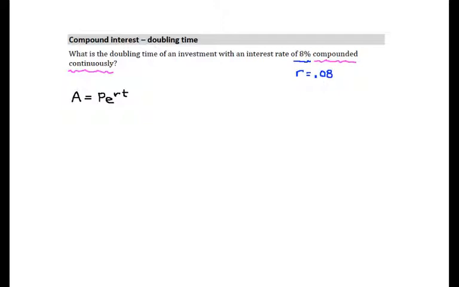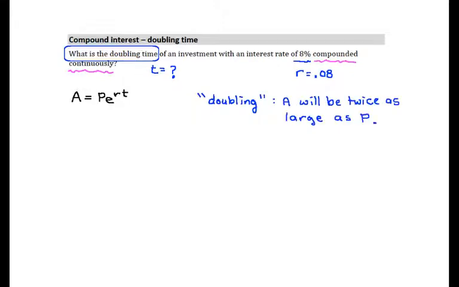We're asked for the doubling time, which first suggests that time is going to be our variable. We don't know t. The thing is, we're not given values for A or for P in this case, but the doubling gives us a hint. Doubling implies that A is going to be twice as big as P. Now there are a few ways that we can use that information. We could just choose dollar amounts. Like for example, let's say we start with a principal of $1 and we end with an amount of $2.